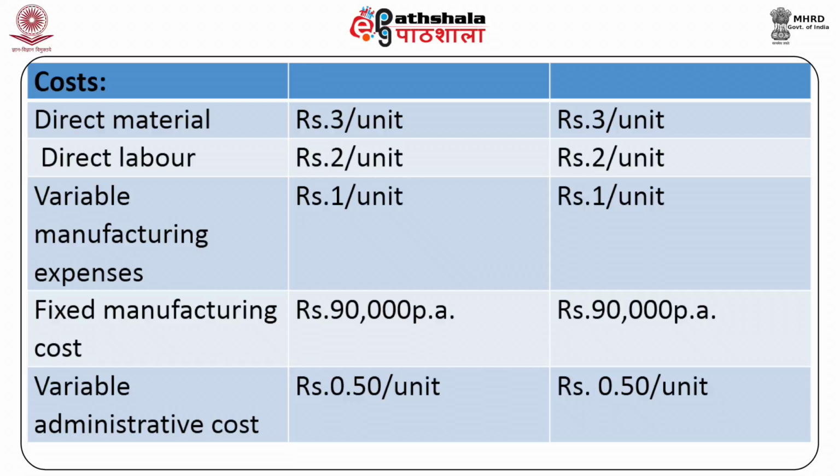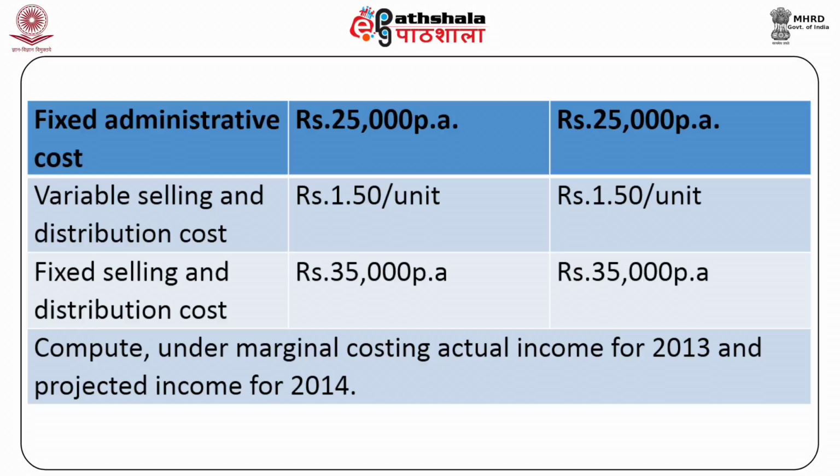Variable administrative cost is 0.50 rupees per unit each year. Fixed administrative cost is rupees 25,000 per annum each year. Variable selling and distribution cost is rupees 1.50 per unit each year. Fixed selling and distribution cost is rupees 35,000 each year. We have to compute under marginal costing the actual income for 2013 and projected income for 2014.